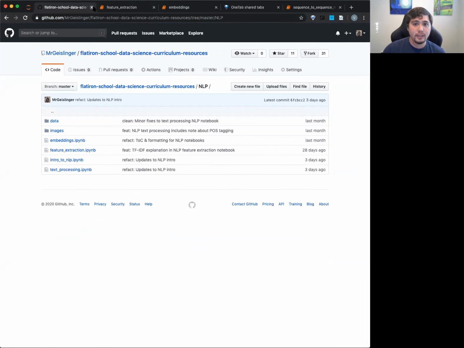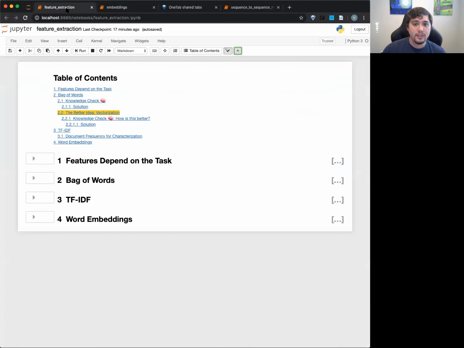Okay. So let's go into feature extraction. Just give me a thumbs up, guys. We haven't done this part last time, right? Feature dependent on tasks doesn't look familiar. Okay, good. I just wanted to make sure.